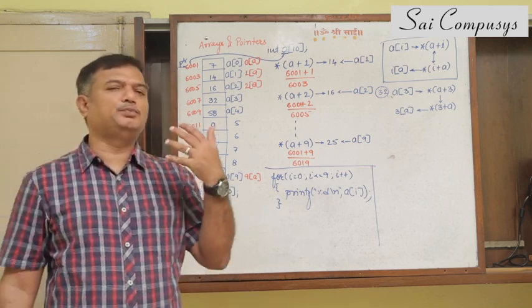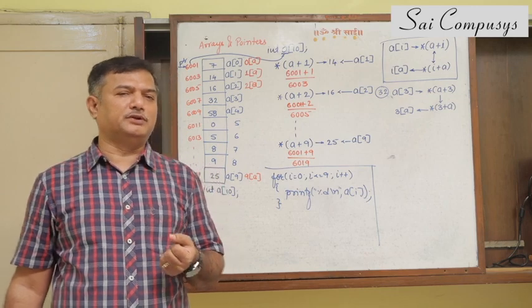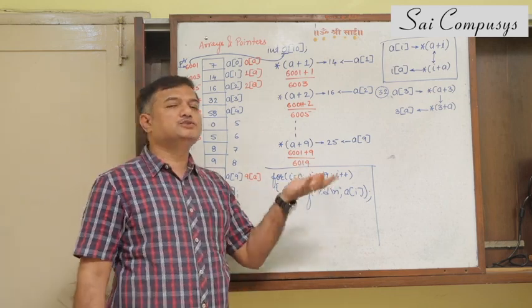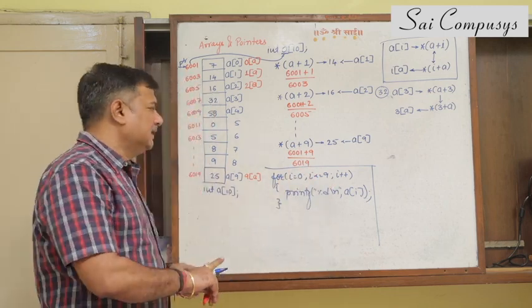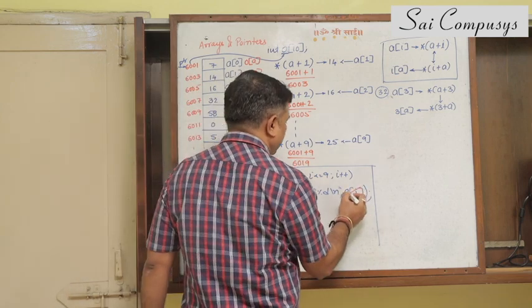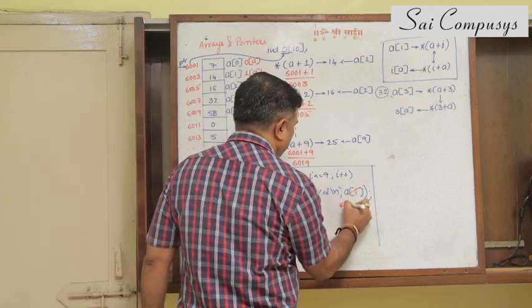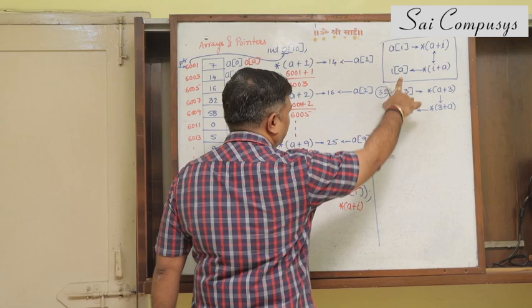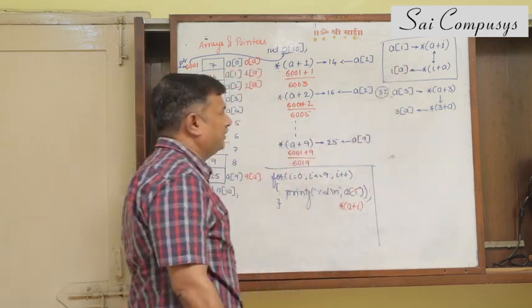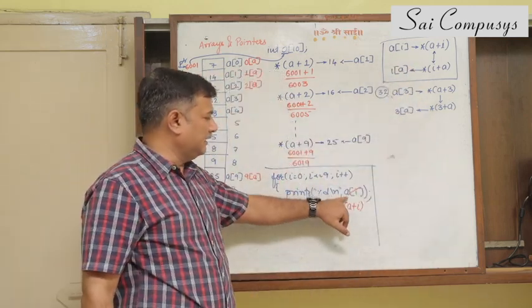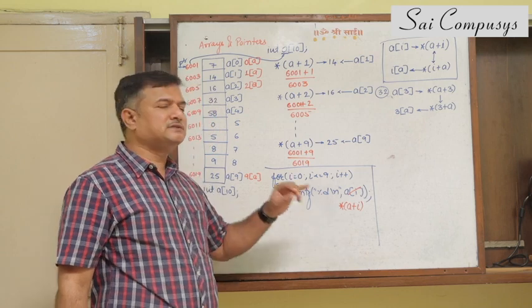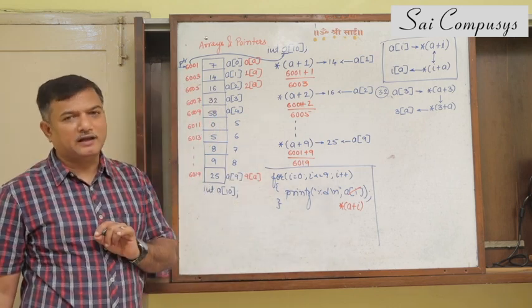Now if I am asked to perform pointer related operations or to print the array using pointers, it's very simple. Simply replace this A of I as star A plus I. We have already generated the formula over here. A of I is in pointer notation represented as star A plus I.